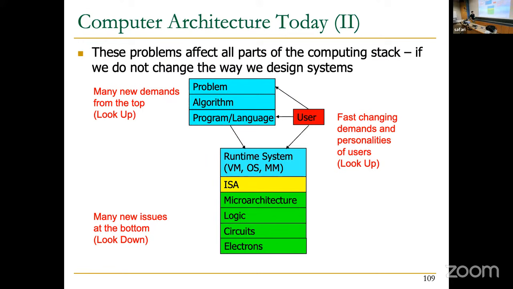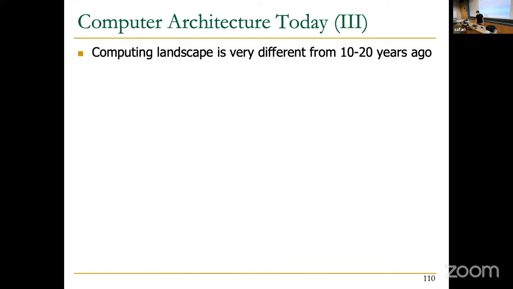There are new demands on the top. If I have a new accelerator, I need an efficient way also to program it. And not only that, the users themselves are also evolving, right? We as users are changing, and our own needs and requirements also change. So there are no clear definitive answers to these problems, and this is why it's so important to study computer architecture and be ready for the different landscape that we will have in the near future.